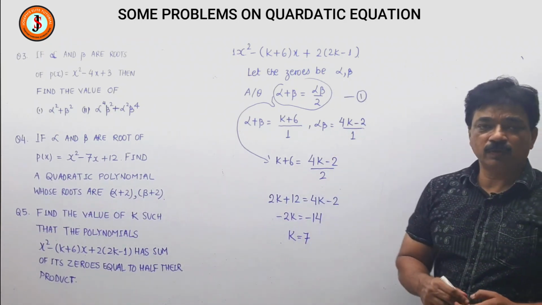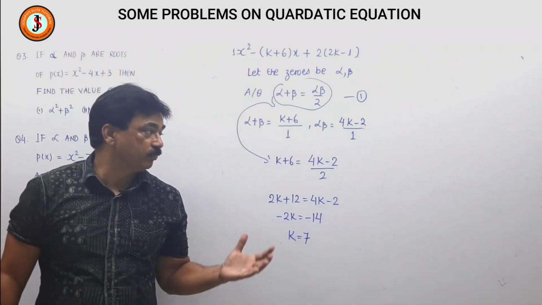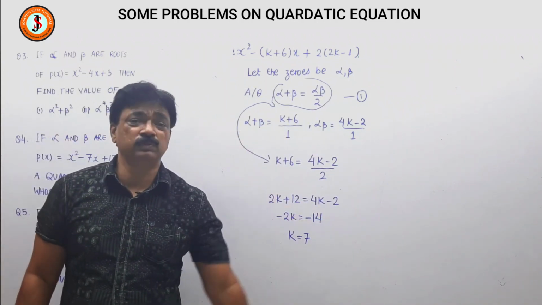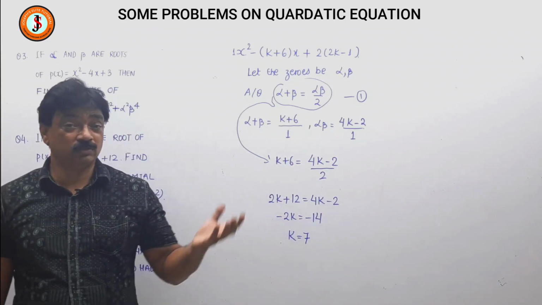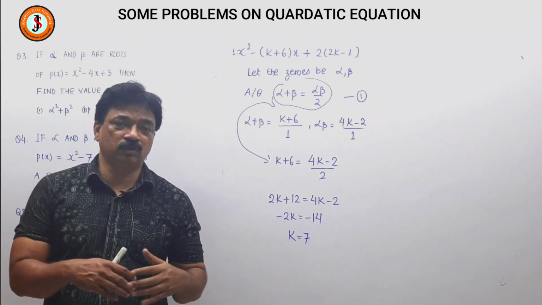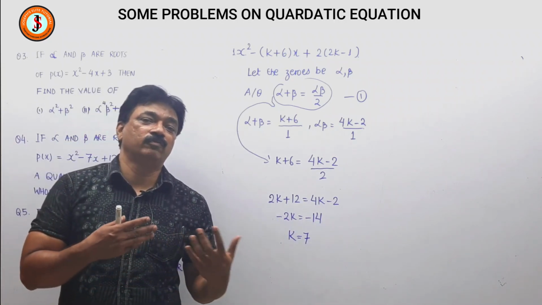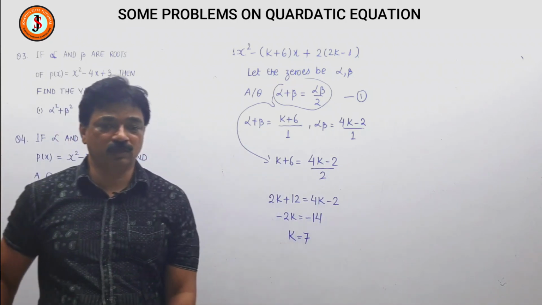So all of these quadratic equations have a simple principle. Alpha plus beta is equal to minus b by a, alpha into beta is equal to c by a. You gather that information, and then from the equation you get c by a and minus b by a, and just execute. Thank you.